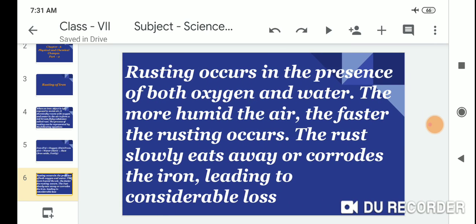Rusting occurs in the presence of both oxygen and water. The more humid the air, the faster the rusting occurs. The rust slowly eats away or corrodes the iron, leading to considerable loss.